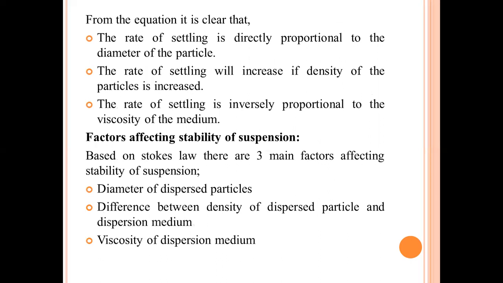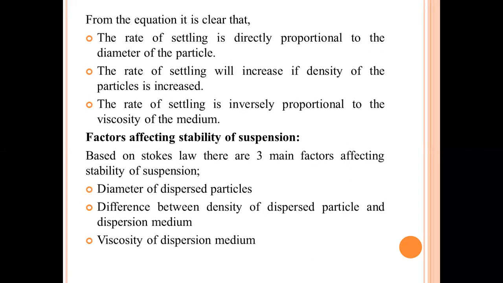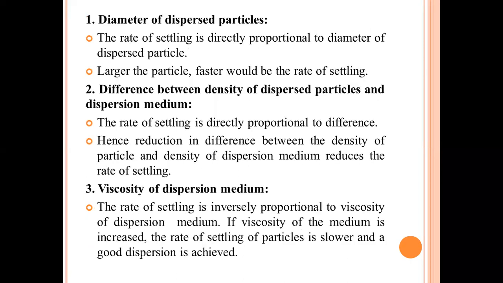So from the equation, what are the factors affecting stability of suspension? Those are the factors we discussed in Stokes' law. First, the diameter of the dispersed particle. As we have seen, diameter is directly proportional to the velocity or rate of settling, so if you want to reduce the rate of settling, you have to reduce the diameter of the particle. Then the difference between the density of the dispersed particle and the dispersion medium. Again, the rate of settling is directly proportional to the difference, so if you reduce the difference between the densities, ultimately the rate of settling decreases.